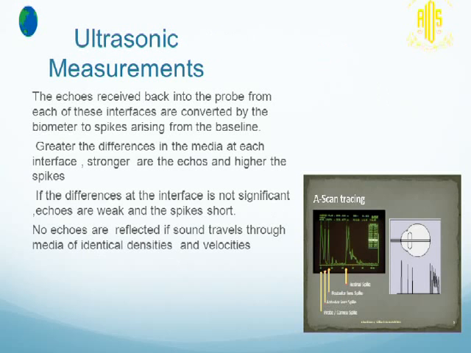The echoes received back into the probe from each of these interfaces are converted by the biometer to spikes arising from the baseline. The greater the difference in the media at each interface, the stronger the echoes and the higher the spikes. If the difference at the interface is not significant, echoes become weak and the spikes are very short. No echoes are reflected if sound travels through media of identical densities and velocities.